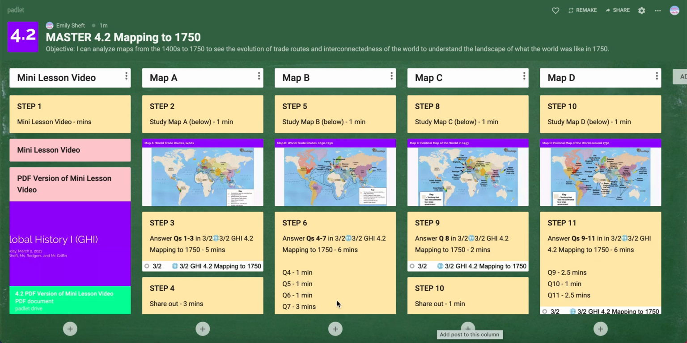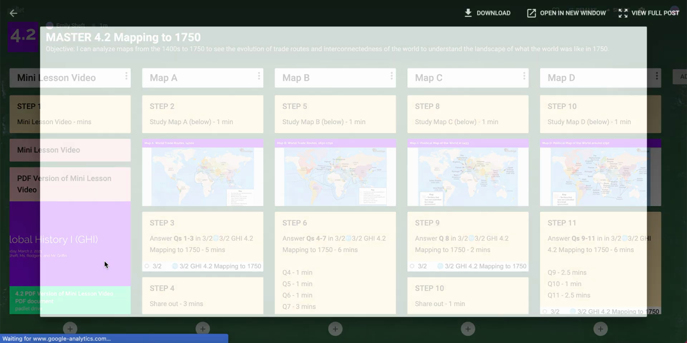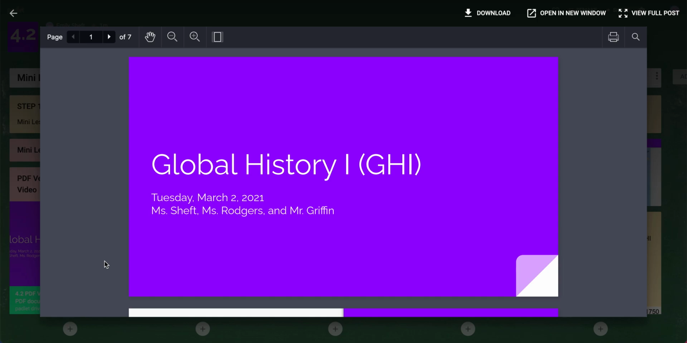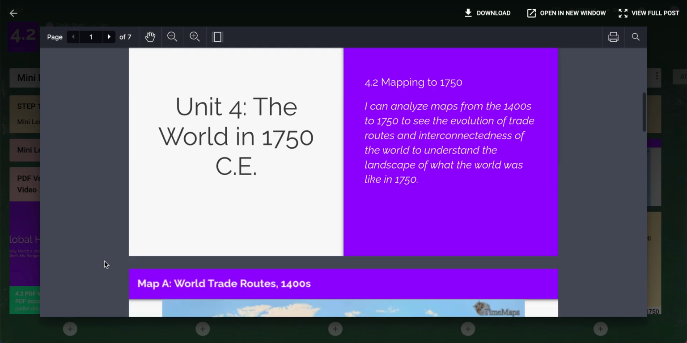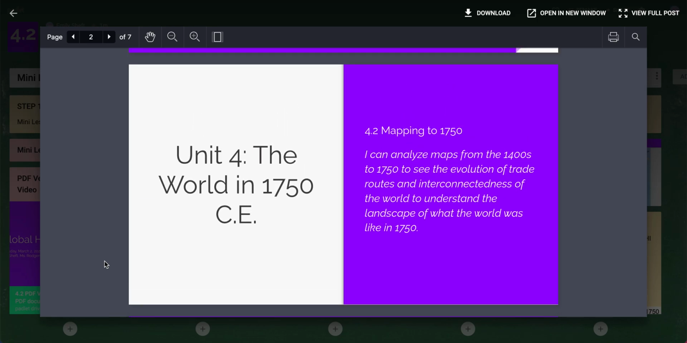Welcome to Global History. Today is Tuesday, March 2nd, and we are on our second lesson, which is called Mapping to 1750. Remember, our unit is called The World in 1750. And our lesson objective today is I can analyze maps from the 1400s to 1750 to see the evolution of trade routes and interconnectedness of the world to understand the landscape of what the world was like in 1750.